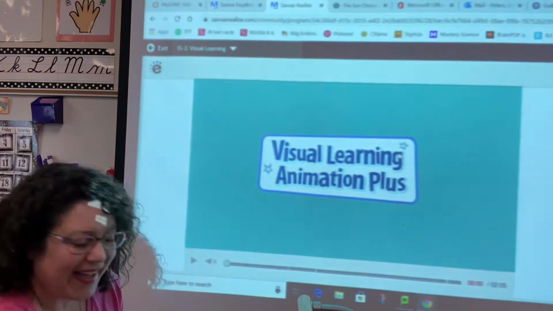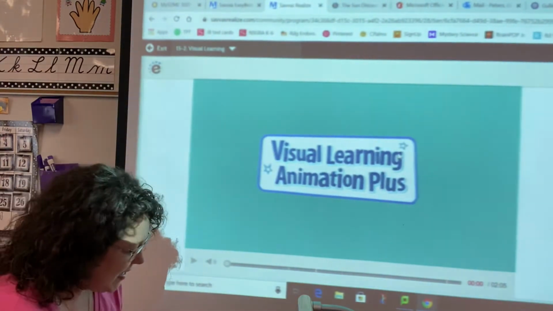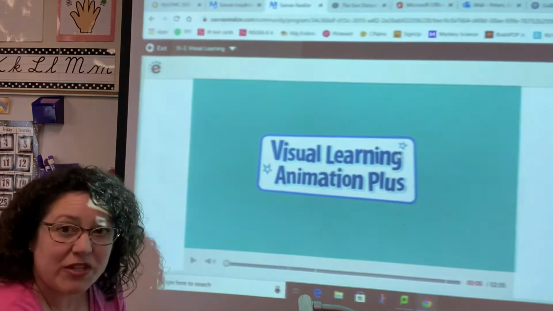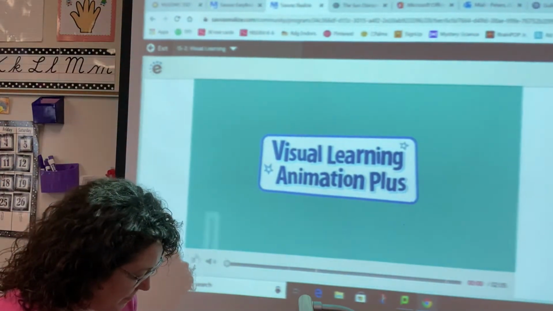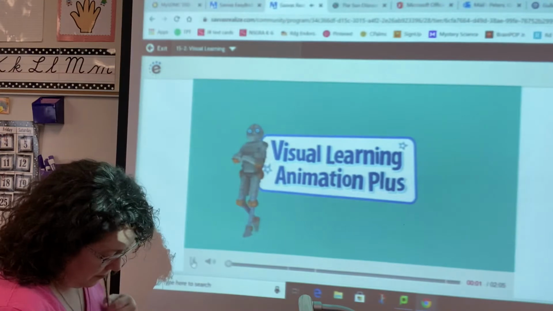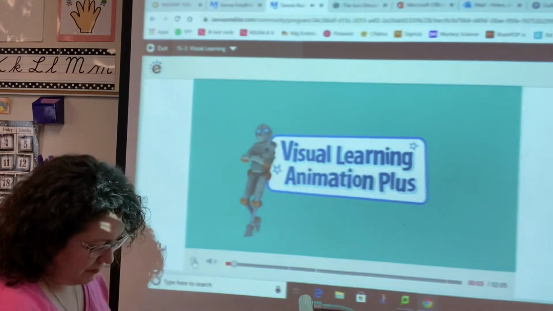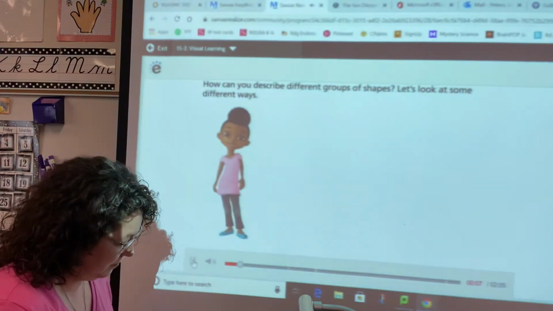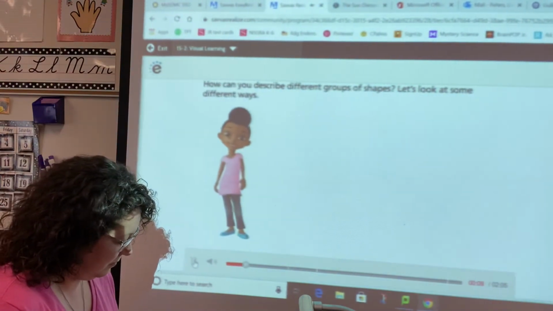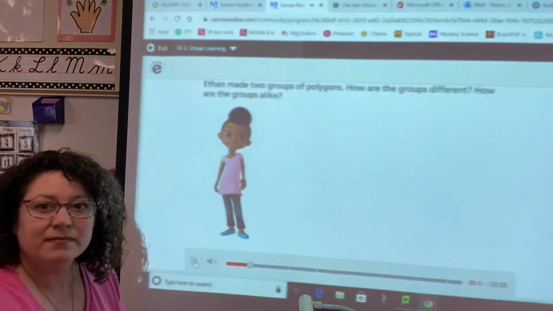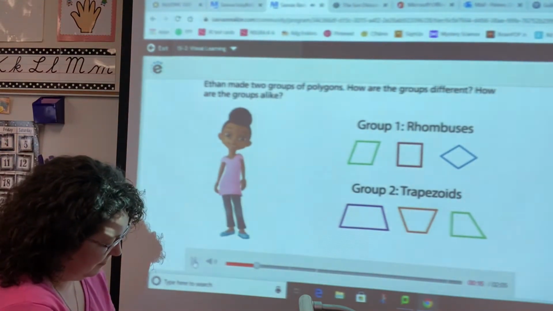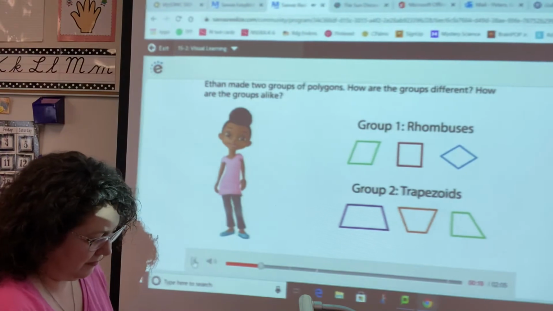There we go. Okay, so today we are going to talk about different shapes and how we can decide which goes in which pattern. How can you describe different groups of shapes? Let's look at some different ways. Ethan made two groups of polygons. How are the groups different? How are the groups alike?